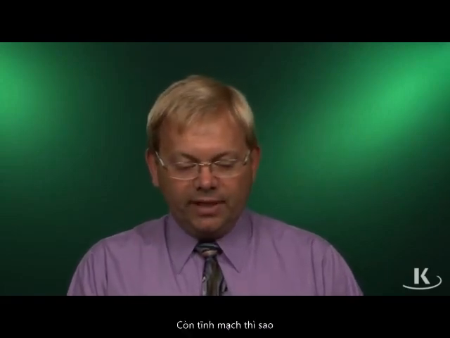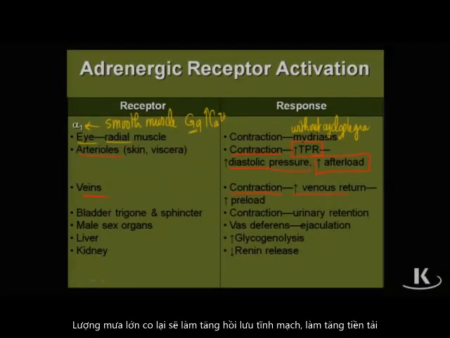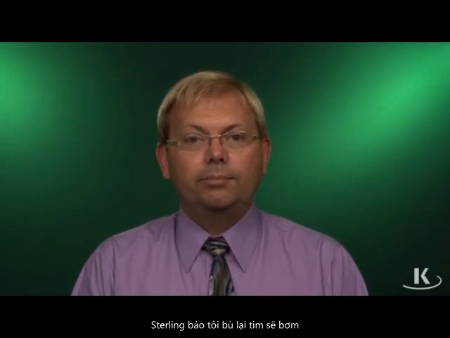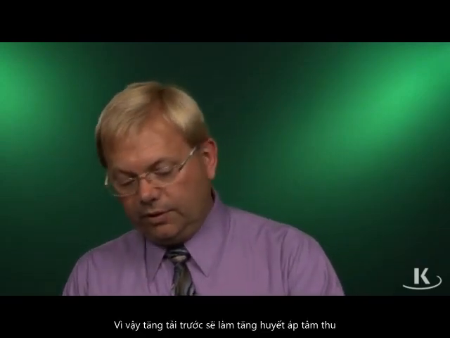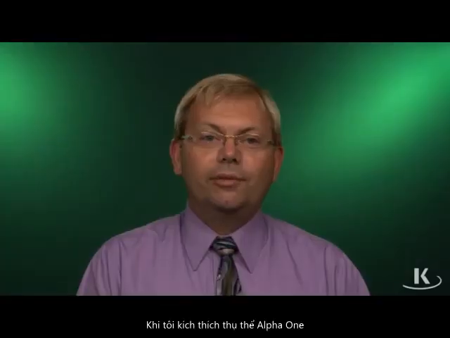How about the veins? Veins are capacitance vessels, not resistance vessels. And remember from your physiology, about 80% of our blood volume can be found in veins. So if I contract large veins, contraction of large vein is going to increase venous return, which increases the preload. If I fill the heart more, Starling told me to compensate, the heart will pump harder. So increasing the preload will increase the systolic blood pressure. Put the two together. I'm increasing diastolic and systolic blood pressure when I stimulate alpha-1 receptors.